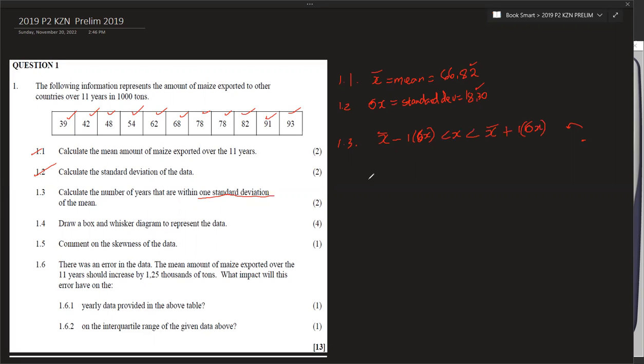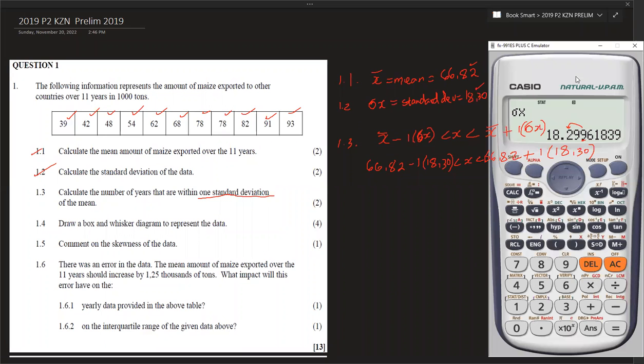Now we can substitute our values. My mean is 66.82 minus 1 multiplied by 18.30. Then my mean, 66.82, plus 1 standard deviation. Awesome. So now let's get our calculator and see what this gives us.